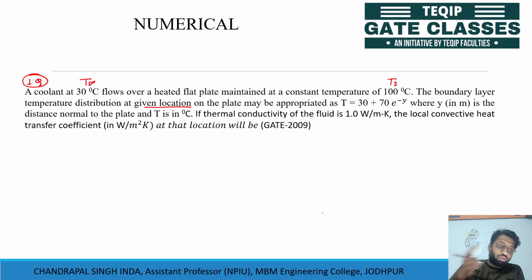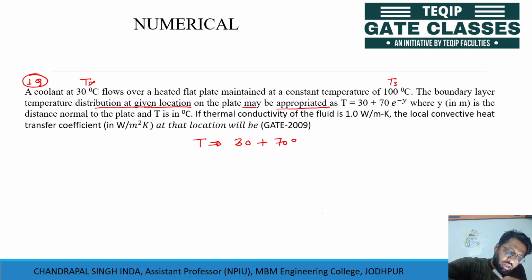So what we said was the local convective heat transfer. Local means at a particular position, and the question also says it is local. So at a particular location on the plate, the temperature distribution in the normal direction to the surface may be approximated as T equal to 30 plus 70 e to the power minus y, where y in meters is the distance normal to the plate and T is in degrees centigrade.